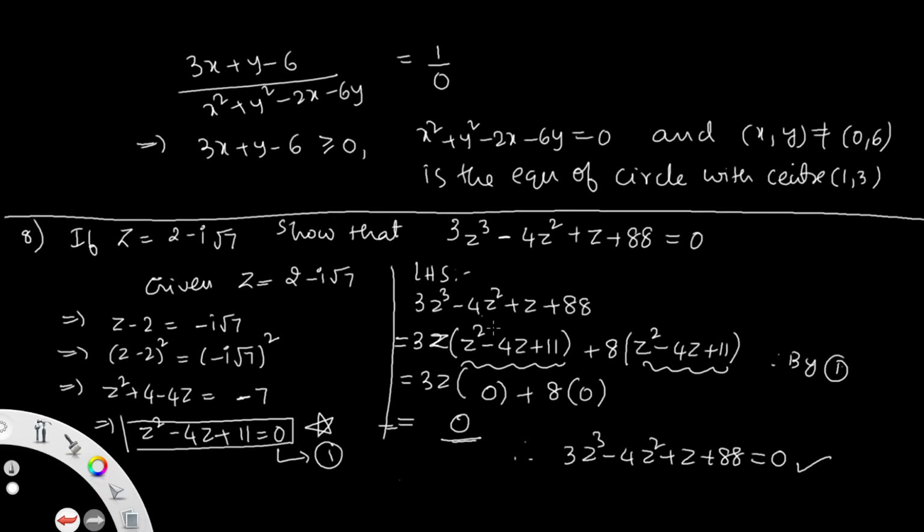Next multiply 3 into 3z and here 3 into 2z. That becomes plus z, and 8 into 11 means 88. We see the total value is satisfied for this LHS part. So that value in the bracket, already by equation 1, becomes 0. This value becomes 0, so the total value becomes 0. This is the another method.